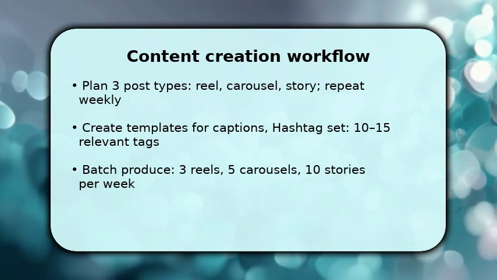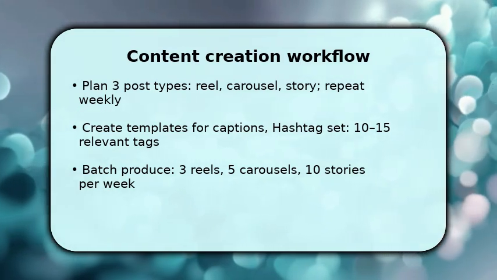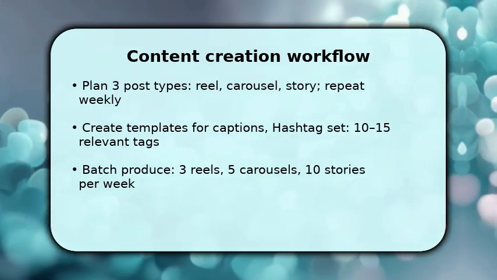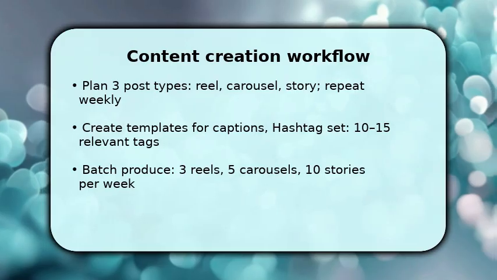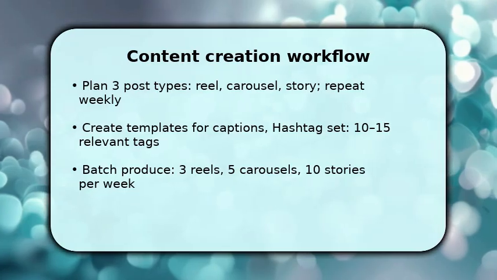You build a repeatable content machine by defining 3 post types: Reels for reach, carousels for value, stories for engagement. Once that's set, create caption and visual templates so you can replicate style quickly and prepare a hashtag set of 10 to 15 targeted tags to mix per post.